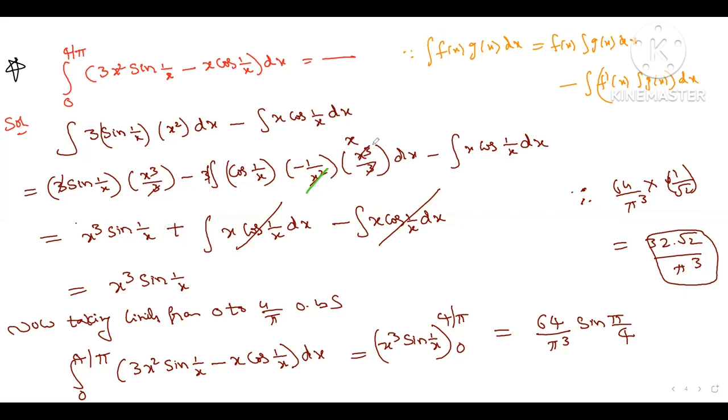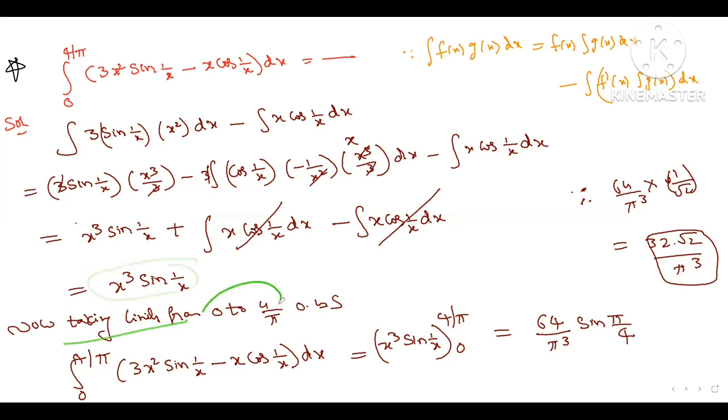Here 1 x square cancels. How much is there in the numerator? x. Integral x cos(1/x) dx. Here minus integral x cos(1/x) dx. These two integrations get cancelled. What we get here? X cube sin(1/x).